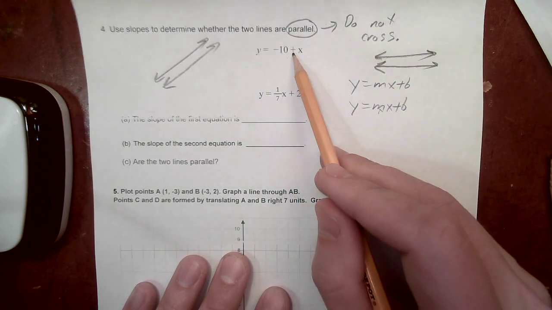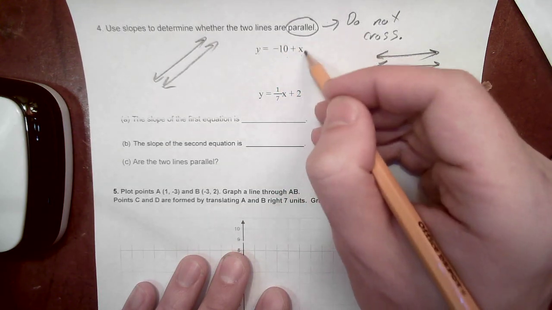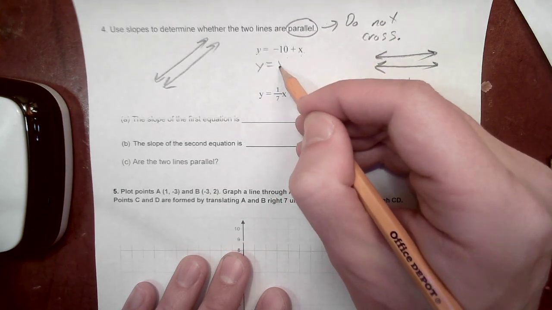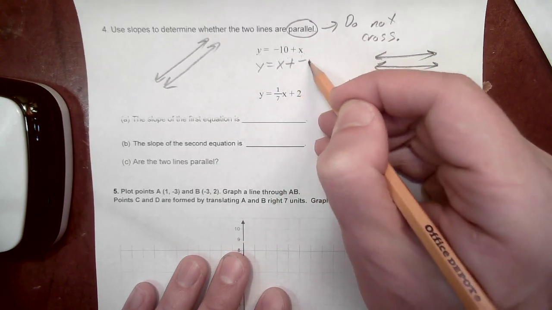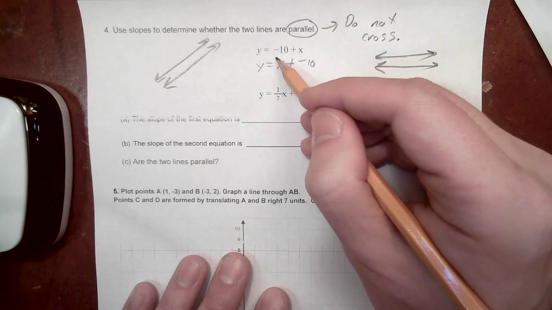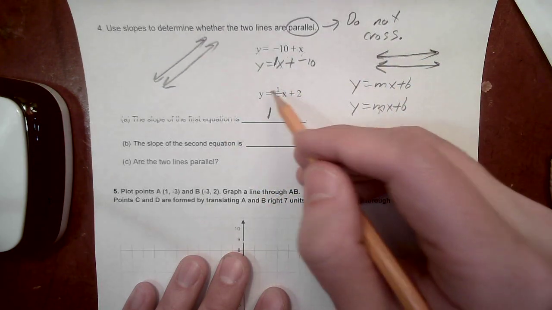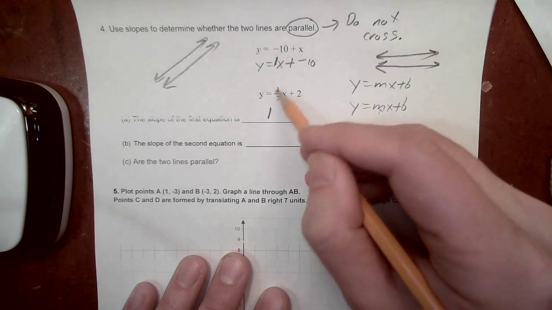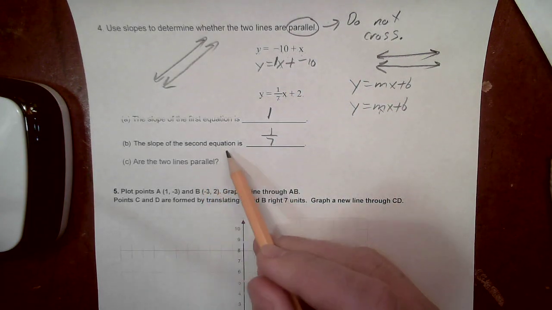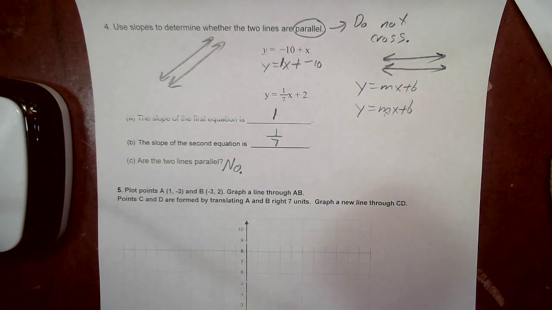Okay, so let's look at this one. This one is y = negative 10 + x, but the x is written second. We can rearrange it, or we can notice that the slope is over here in front of the x. So let's go ahead and rearrange it: x + negative 10. See how I kept x positive and I kept 10 negative. I could have a 1 in front. So the slope of the first equation is 1. This one is y = mx + b, so this one is already good. Slope of the second equation is 1/7. Are the 2 lines parallel? Are these the same slope? No. There's no chance that they can be parallel then.